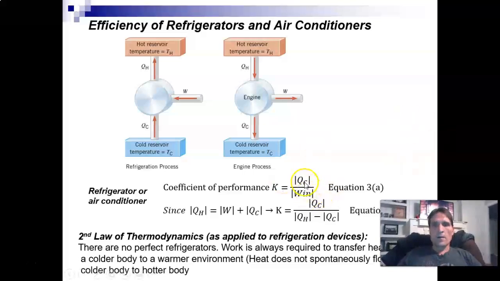So the bigger the number, the better. The more heat we can extract, QC, for a given amount of work in. So when comparing, a bigger coefficient is better.